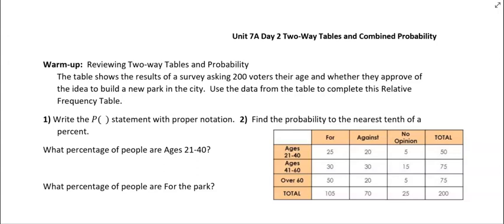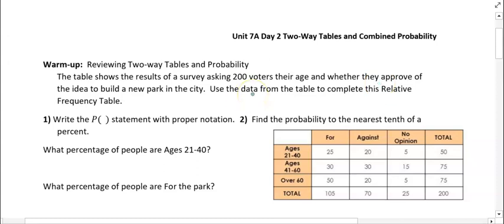All right, hello guys. We're going to start with a quick warm up today to continue looking at probabilities with our two-way tables. So I've given you this two-way table just to make sure we understand the context here. This two-way table shows us the results of a survey that we did. We're trying to see what public opinion is about having this new park. So it says the table shows the results of a survey asking 200 voters their age and whether they approve of the idea to build a new park in the city.